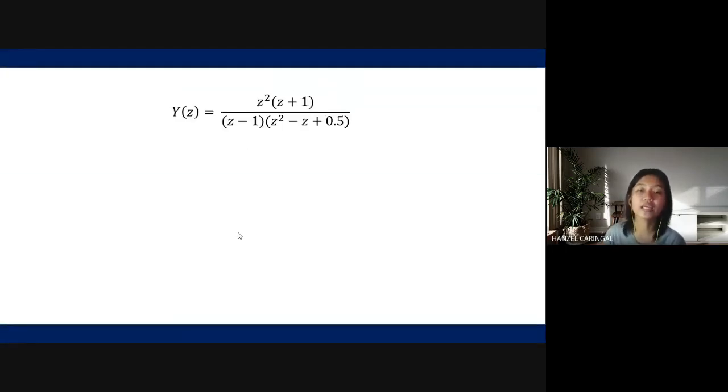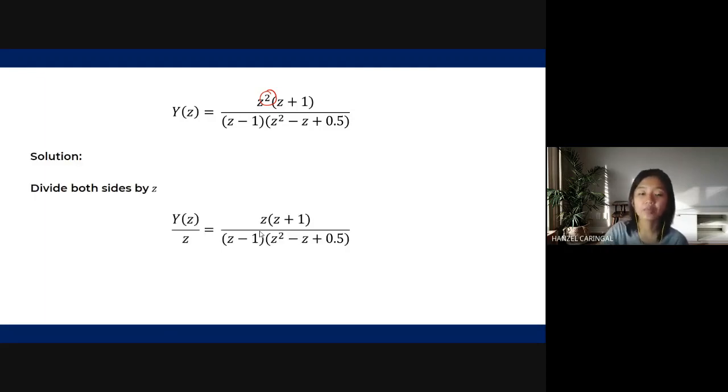First thing to do again is to assess or evaluate our given function. Since our given function involves a z squared on top, we automatically proceed to partial fraction. The first thing to do in partial fraction is to divide both sides by z. After dividing both sides by z, the z squared on top becomes just z, times the quantity z plus 1 over the denominator.